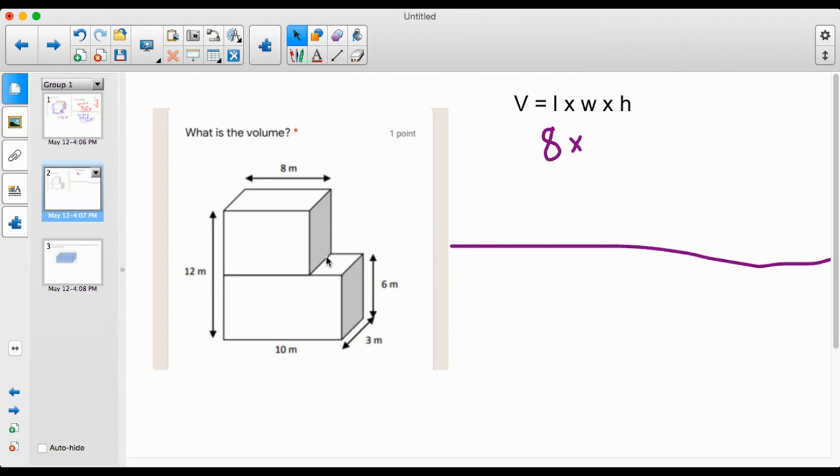We're going to keep trucking. My length, I do not have labeled here, but you will notice that this one is labeled 3. So that means that length is also going to be 3 because they are the exact same as each other.